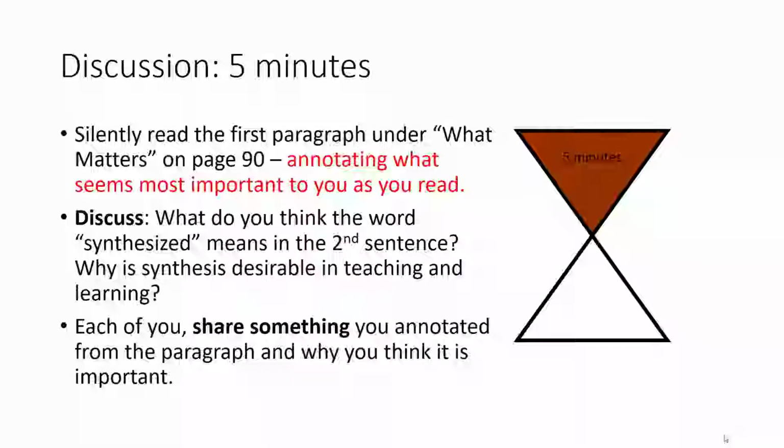Let's spend a little bit of time digging into the importance of getting feedback from our students. Let's take 5 minutes for a discussion, and here's how we'll run it. First, each of you silently read the first paragraph under What Matters on page 90, annotating what seems most important to you as you read. Have a highlighter or a pen or pencil and mark the words, phrases, and ideas that seem most significant to you.